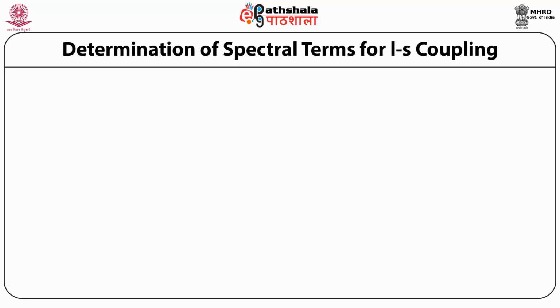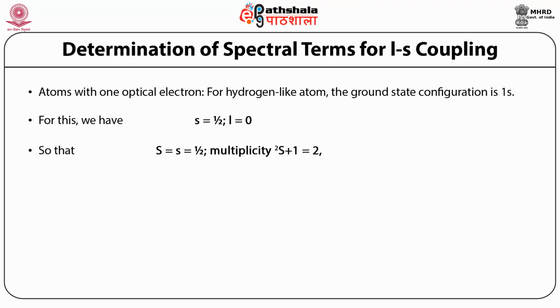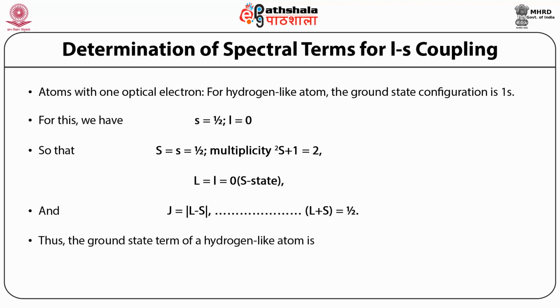Determination of spectral terms for LS coupling. Atoms with one optical electron: considering the hydrogen atom or hydrogen-like atom, the ground state configuration is 1s, and for this we have S equal to 1/2, L equal to 0. So S is 1/2, multiplicity 2S plus 1 is equal to 2, and L equal to 0 is the S state, and J is equal to L minus S to L plus S, which is 1/2. Thus, the ground state term of a hydrogen-like atom is written as 2S 1/2.